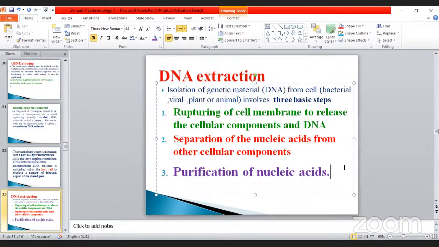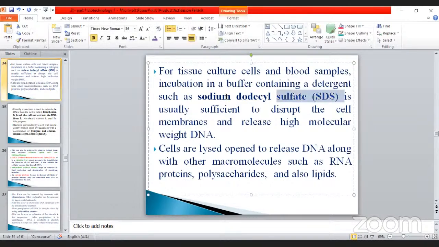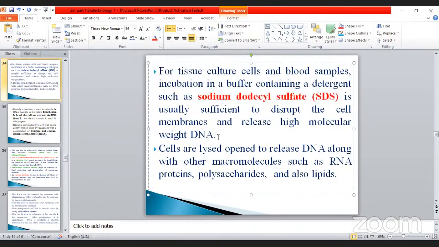After that, only then will the process undergo. For tissue culture cells and blood samples, incubation in a buffer containing a detergent such as sodium dodecyl sulfate. This is very, very important. After the collection of the samples, you have to introduce a buffer system containing a detergent such as sodium dodecyl sulfate. Don't forget, my dear students, SDS is very, very important. It is mostly used in genetic engineering, particularly in the laboratory, for storage after the sample collection.